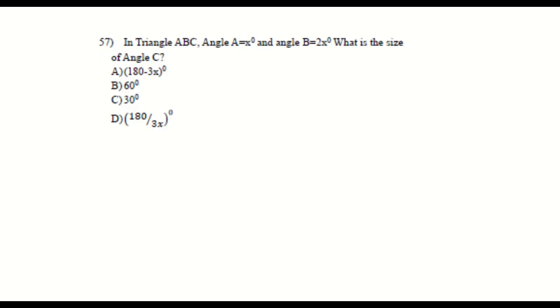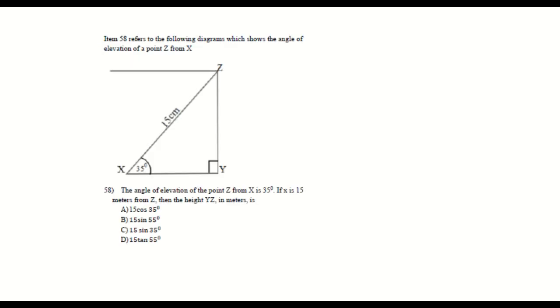In triangle ABC, angle A is x, angle B is 2x. What is the size of angle C? So x plus 2x plus C would give you 180. So C would be 180 minus 3x. So that is A.